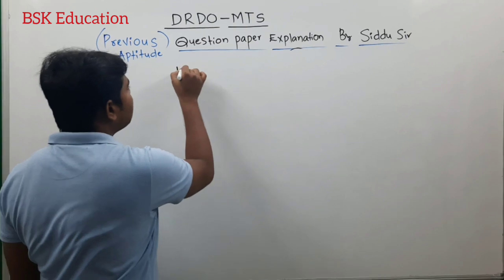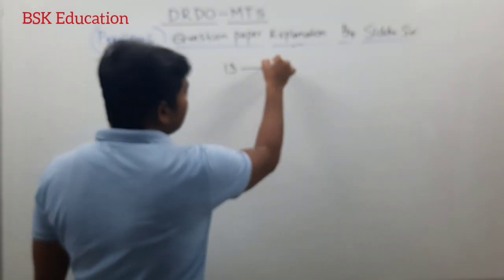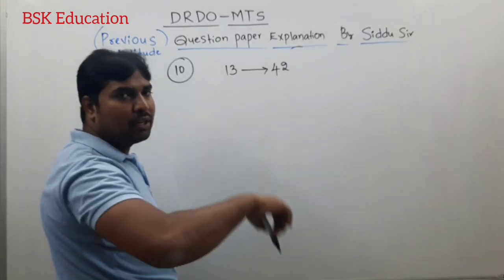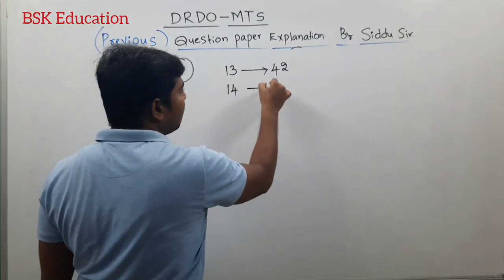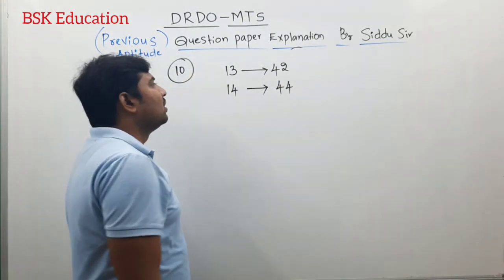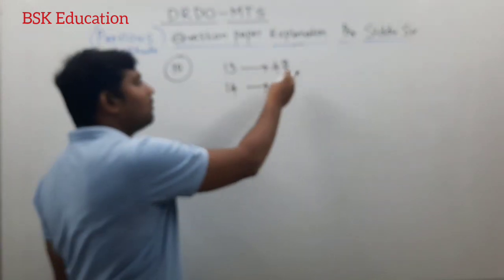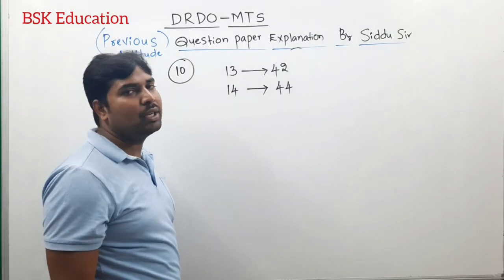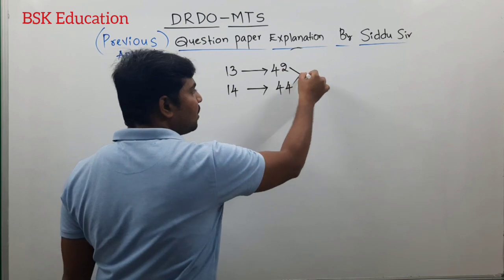So this is the 10th question. The average of 13 numbers is 42. If the 14th number is included, meaning one number is included, making it 14, then the average is 44. Simple thing. So don't calculate 13 into 42 and 14 into 44, then 14 into 44 minus 13 into 42 to get one value, that is the 14th number. Don't calculate like that.